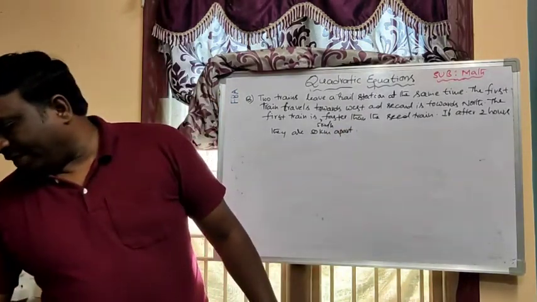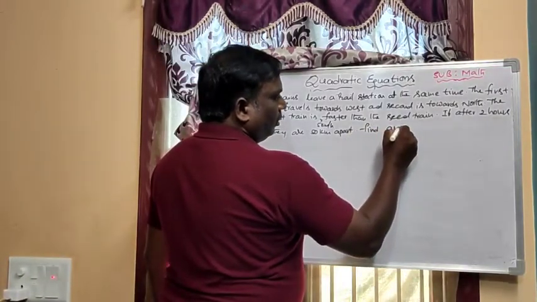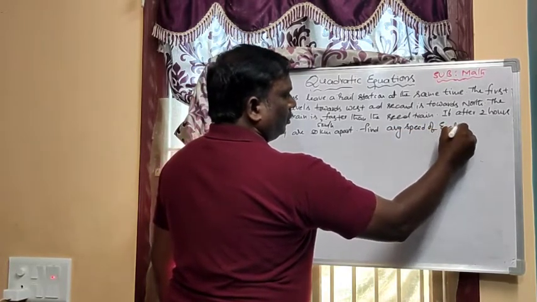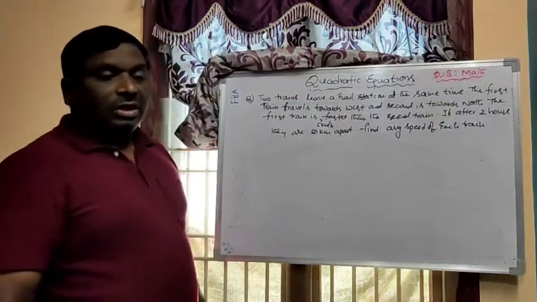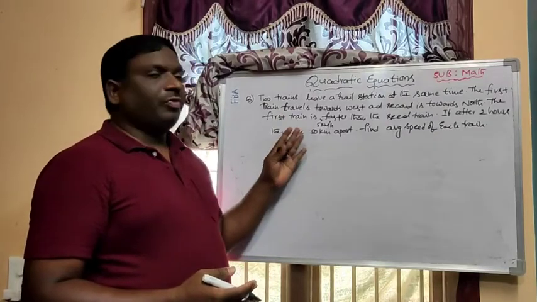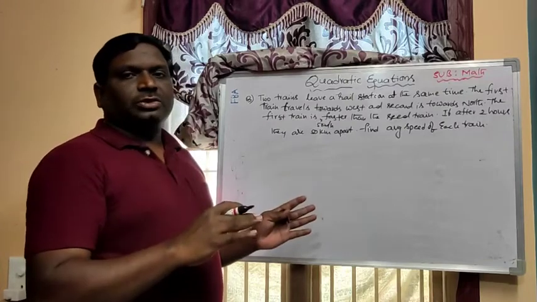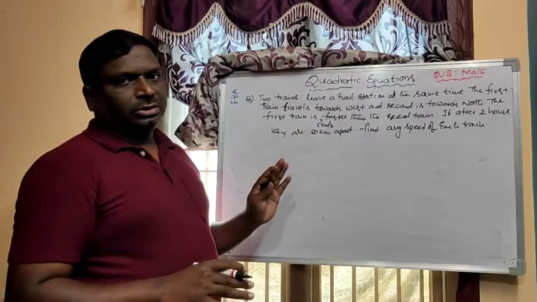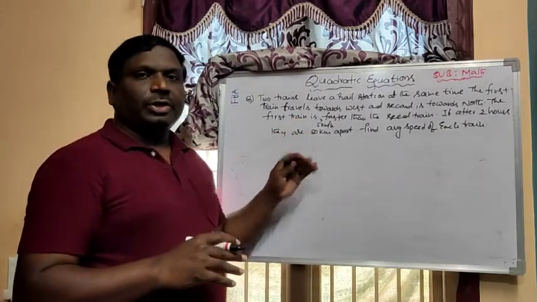So we need to find the average speed of each train. By seeing the question, children feel this is a big question that we can't do. How to do this type of question? Don't think in that way. Be positive. Do it with a positive mind, and definitely you'll get the solution. Nothing is there in that. These types of questions can be used in competitive exams also.